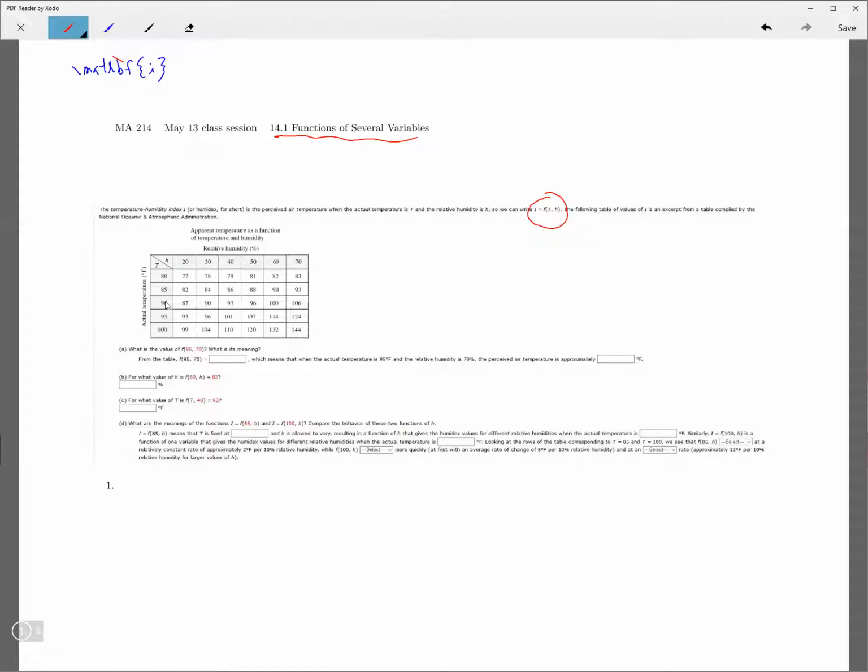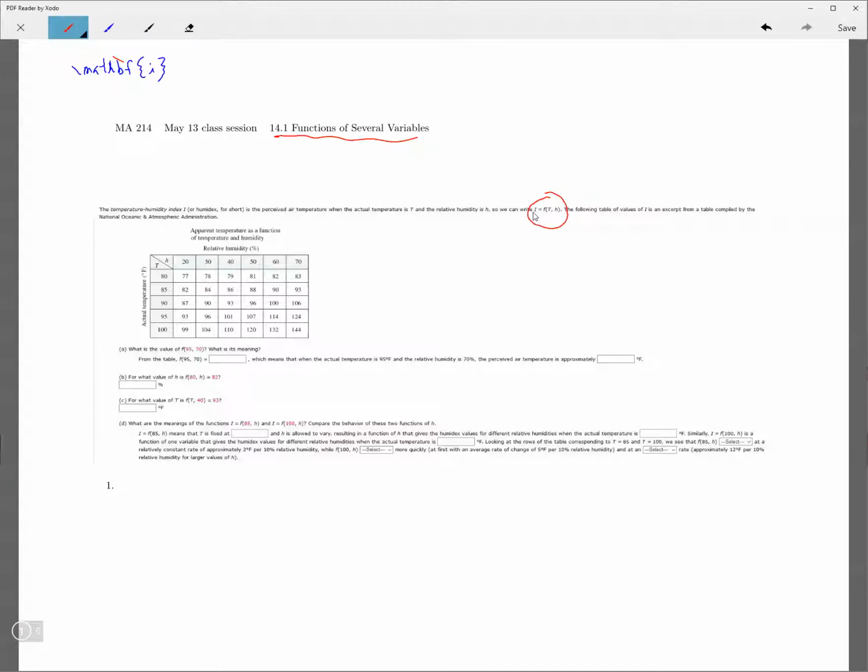the actual temperature could be 90 degrees. But if there is 50% humidity, then it feels like 96 degrees. That's the apparent temperature. It's only 90, but because of humidity, it feels like 96. Or it's only 90, and because of 70% humidity, it feels like 106. Whereas if there's only 20% humidity, it will only feel like 87. That's according to this chart here.